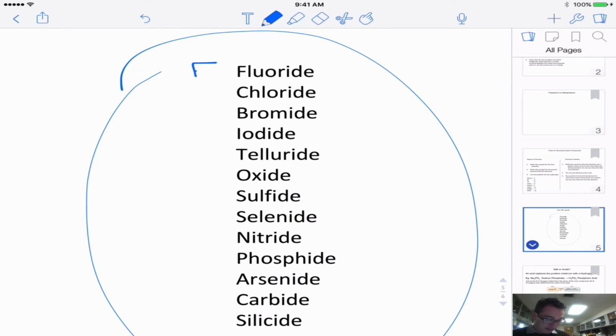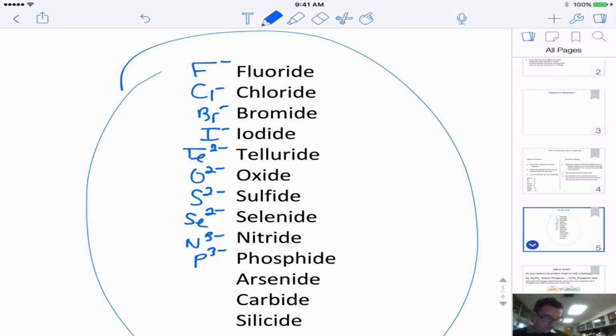If I'm fluoride, I'm F minus. Chloride, Cl minus, bromide, Br minus, iodide, I minus, telluride, Te2 minus, oxide, O2 minus, sulfide, S2 minus, selenide, Se2 minus, nitride, N3 minus, phosphide, P3 minus, arsenide, As3 minus, carbide, C4 minus, and silicide, Si4 minus. So these are my ides, and I'm using oxide in this example.